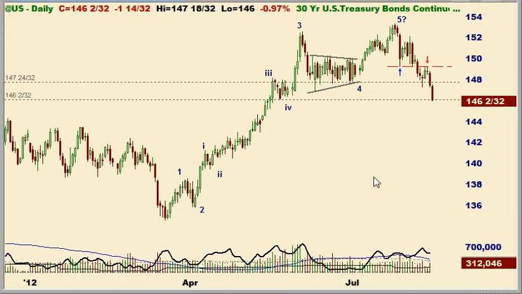We've got a possible 5 up. Wave 4 is rather large in comparison to the wave 2 that I show here, but you do have a triangulation in 4, which is classic. Moreover, we now have what looks like a confirming impulse to the downside.